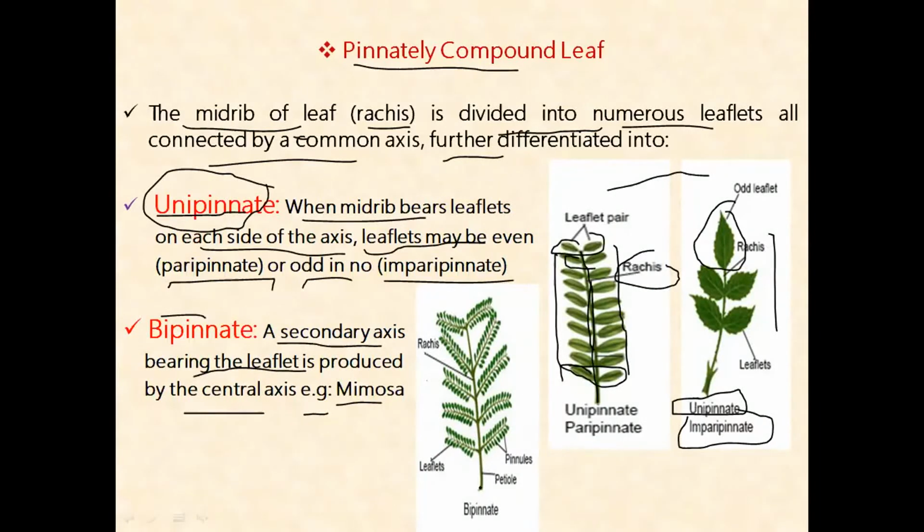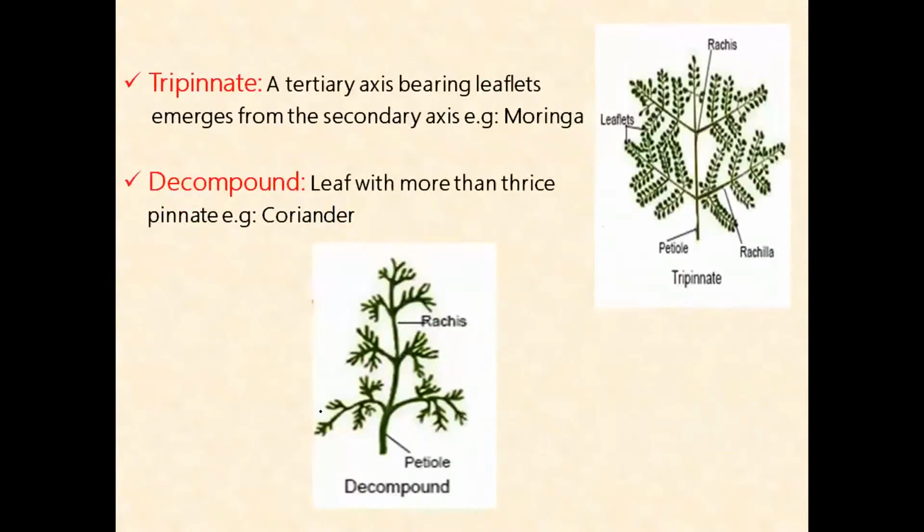So you can see here, this is the petiole, this is the main axis, the central axis. Here a secondary axis, this one, is produced, and this secondary axis bears leaflets. So on both sides, small leaflets are present. So it is known as bipinnate. And the next one is tripinnate. In tripinnate, a tertiary axis bearing leaflets emerges from the secondary axis. For example, it occurs in moringa.